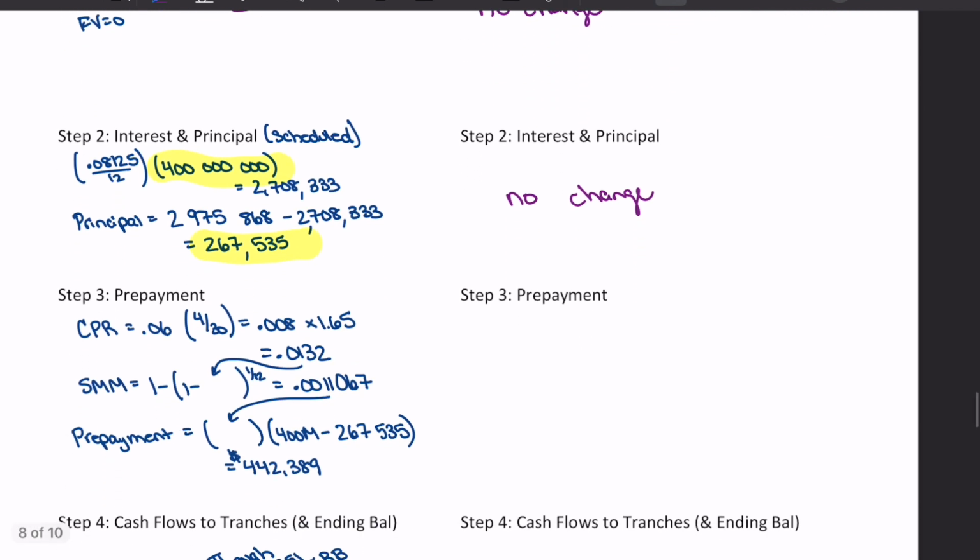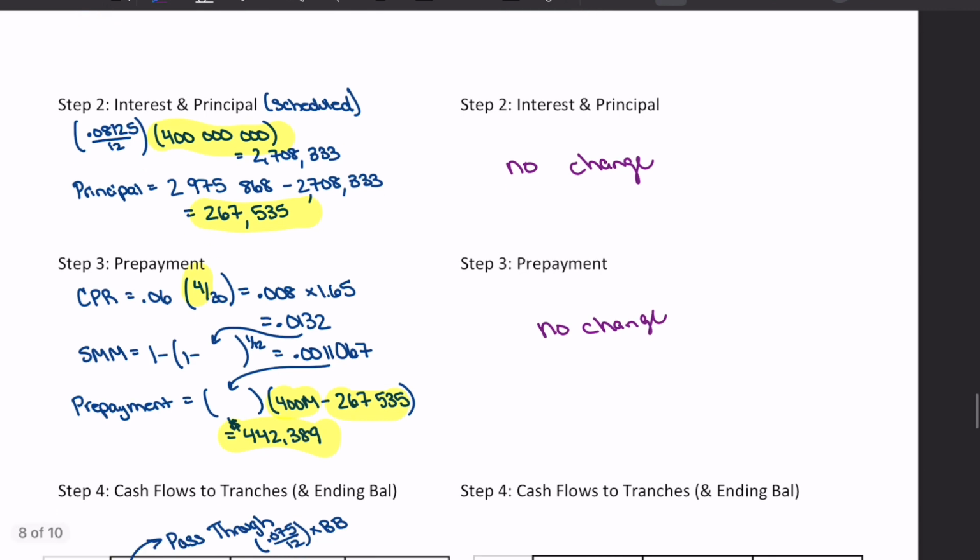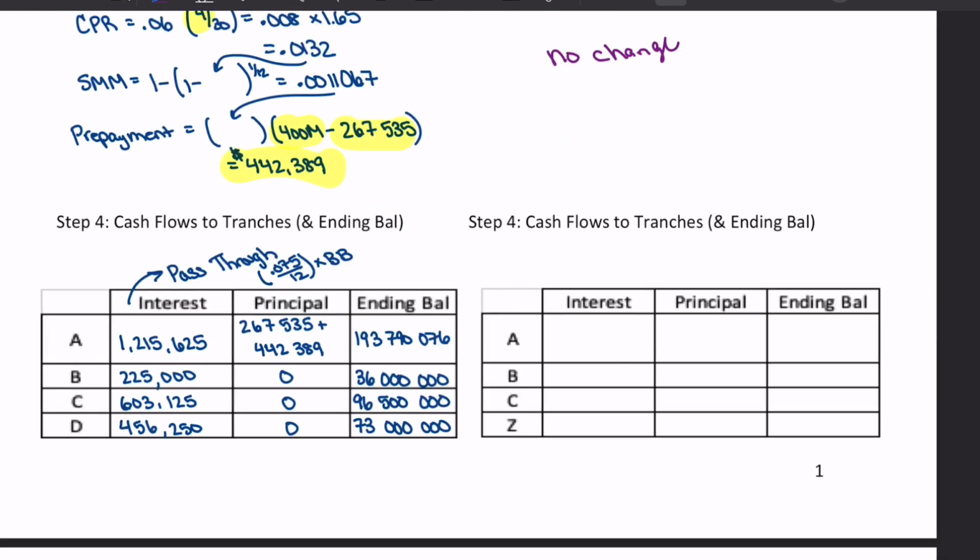Prepayment step, right? So prepayment, that's based on the month that we are in that pass-through security. So based on whatever the T is, nothing here would change, right? The beginning balance is the same. The scheduled principal is the same. The prepayment stays the same. So no change again. Last up, filling in the tables.